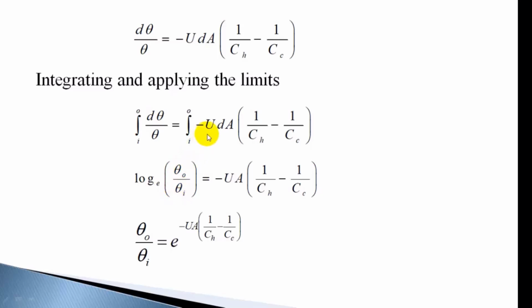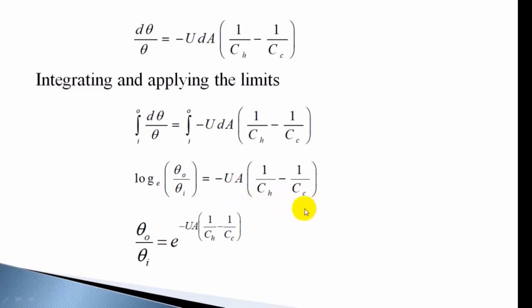On the right hand side, U, Ch and Cc can be assumed to be constant along the length of the heat exchanger, and you can take minus U into 1 by Ch minus 1 by Cc outside and integrate dA from inlet to outlet. Integration of dA from inlet to outlet is nothing but the summation of all differential areas from inlet to outlet of the heat exchanger, and that is equal to A. So you will get minus UA into 1 by Ch minus 1 by Cc.